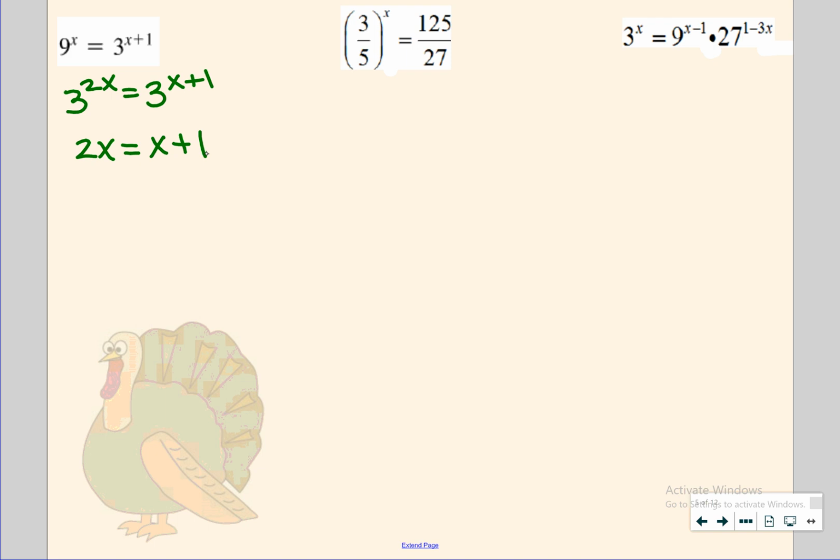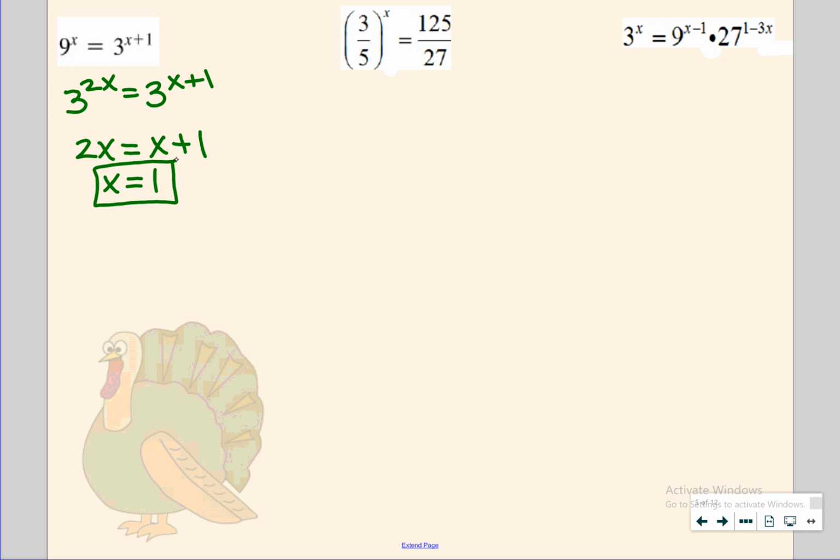So how would I solve for x here? Subtract x, which would just give me 1x equals 1, and that is actually my answer. Could I check this answer, by the way? I mean, sure, it's an equation. Just plug it back in, right? 9 to the 1st, that's 9. 3 to the 1 plus 1, so 3 squared, also 9. It checks. Okay, let's try another one.